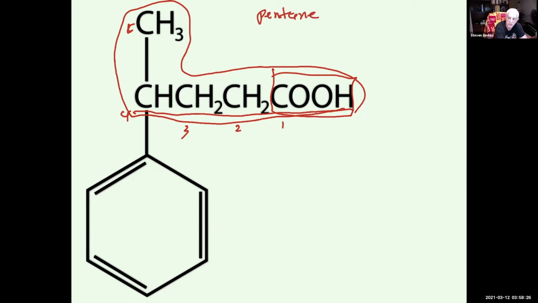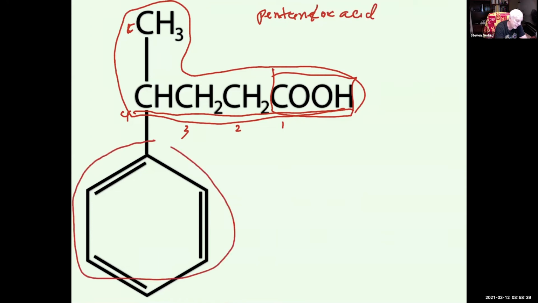Now carboxylic acid, because COOH, you drop the E, add oic acid. And at the number 4 carbon, we have a substituent group. We have a benzene ring, which is called phenyl. So at number 4, we have phenyl. Now, could I put ortho, meta, because a 4-phenyl is a para, right? Could I put para-phenyl pentanoic acid?